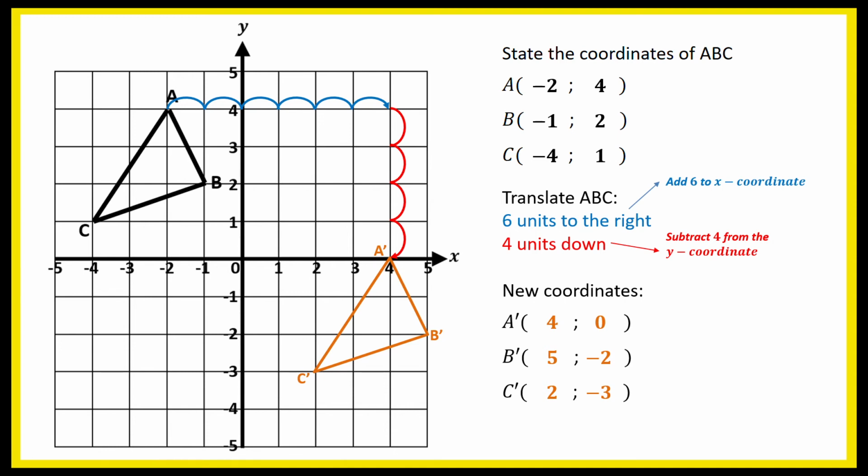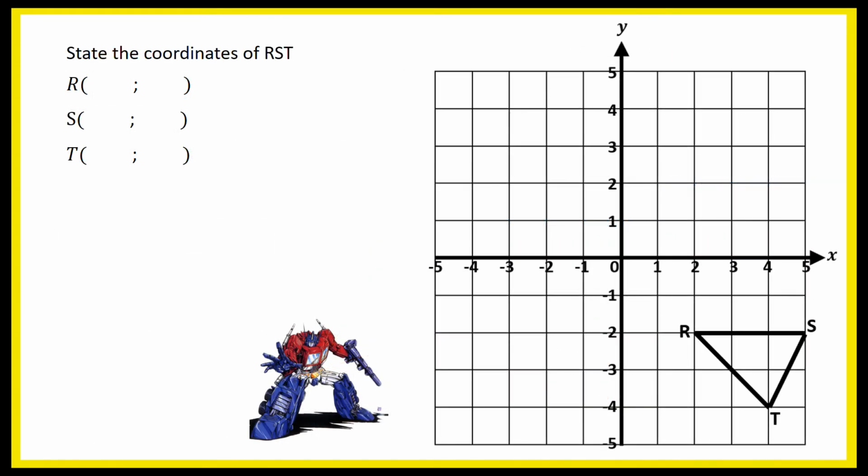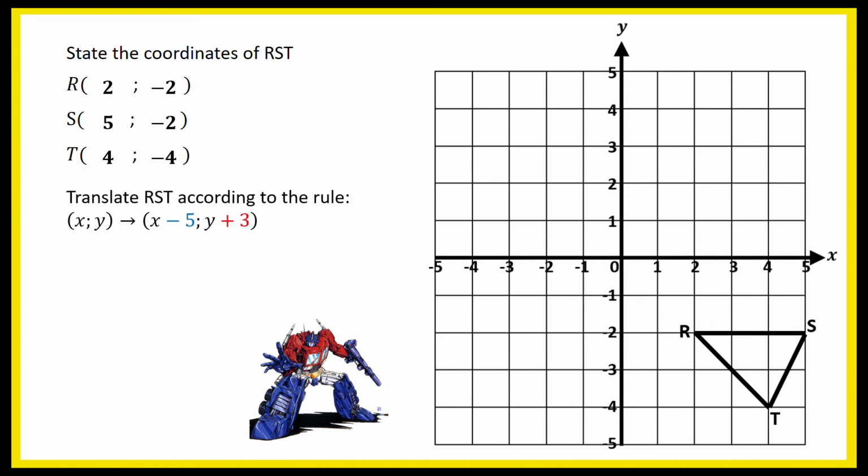All right, let's do another example. It says state the coordinates of R, S, T. So I'll just do R with you. I start from 0, move across first to 2, and down to -2, so my coordinate is (2, -2). I figure out all the coordinates of these 3, and that's what I get. They tell me they want to translate it according to the following rule. From your x coordinates you need to subtract 5. So from all of these coordinates you need to subtract 5.